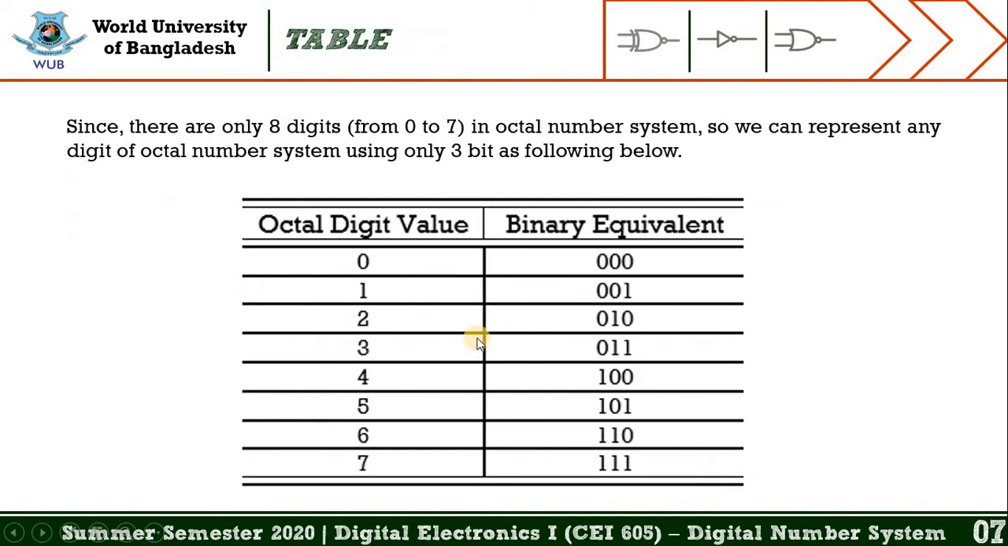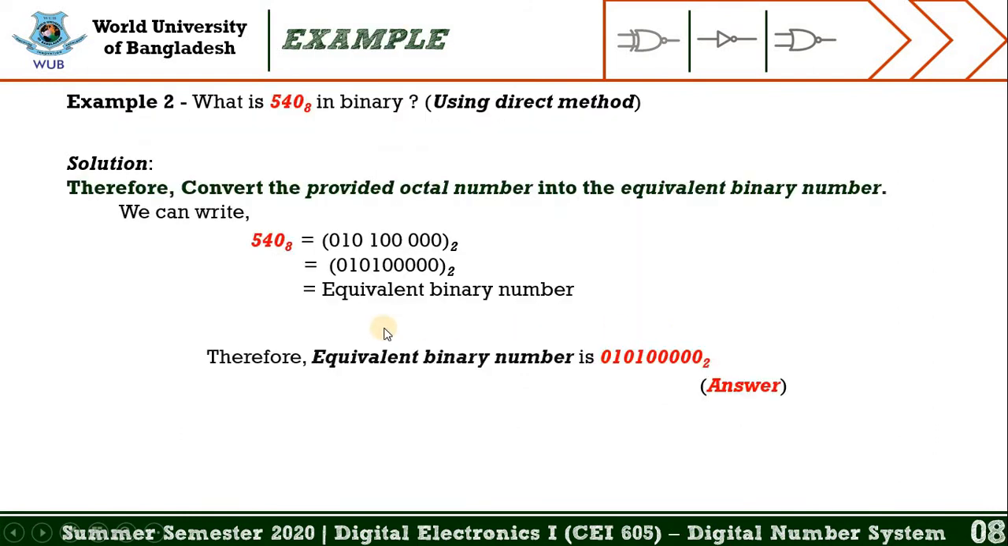This slide represents a table of the conversion of octal to binary numbers. As you see, if we choose a number from octal like 2, then the equivalent binary number of 2 is 010. Let's move into the next slide. From this slide, we will learn another method to solve this problem, and this method is called the direct method.